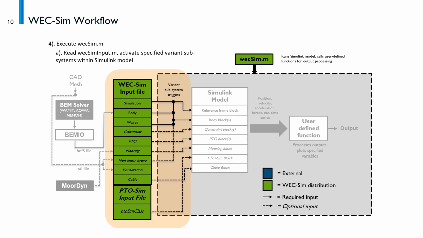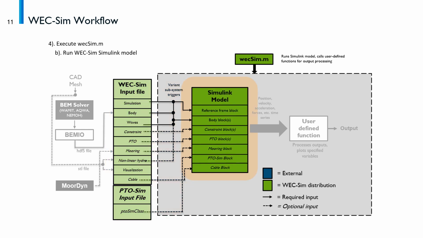Once WEC-Sim has been executed, the first step is for WEC-Sim to read your WEC-Sim input file, which reads your inputs and then activates the specified variant subsystems within the Simulink model. With all of the variant subsystems triggered and active in the Simulink model, MATLAB can then run the WEC-Sim simulation model to run the time domain simulation.